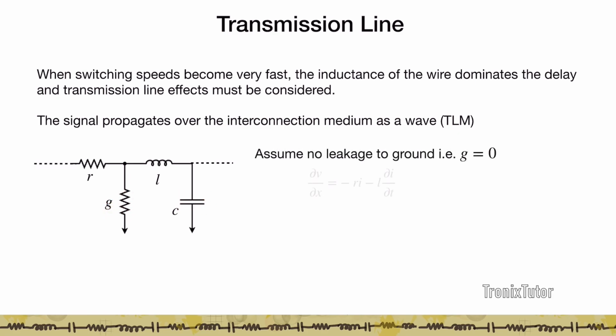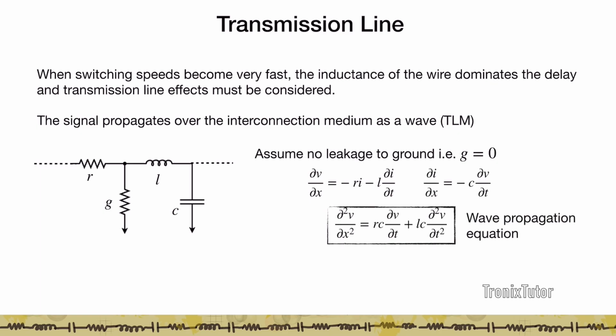Now if I assume that this wire is sitting in an ideal dielectric, which means that the leakage to the ground is 0, then I can again write a distributed model for the KCL and KVL within this section of the wire. And what you get is that the voltage is controlled by this equation, where dou squared V by dou x squared is RC dou V upon dou t plus LC dou squared V by dou t squared, which looks like the wave propagation equation.